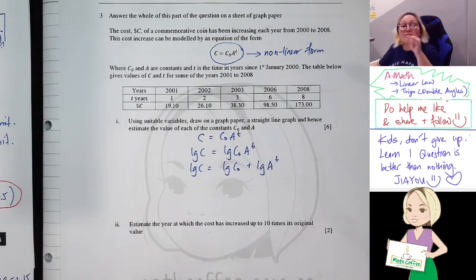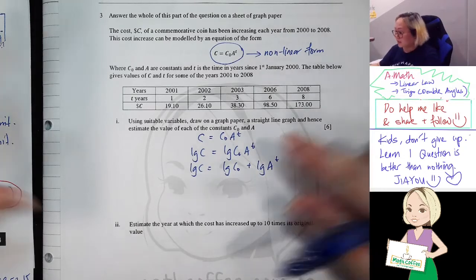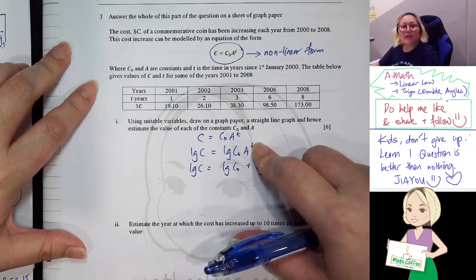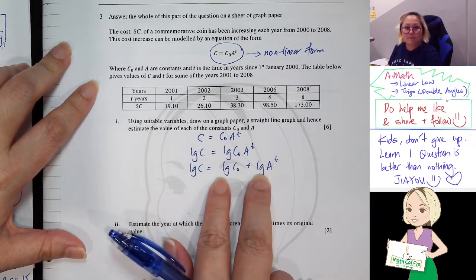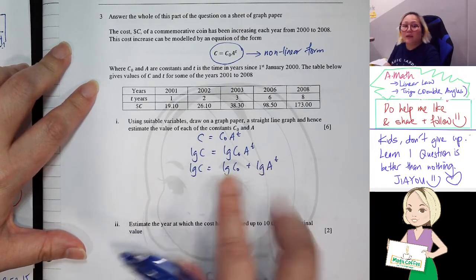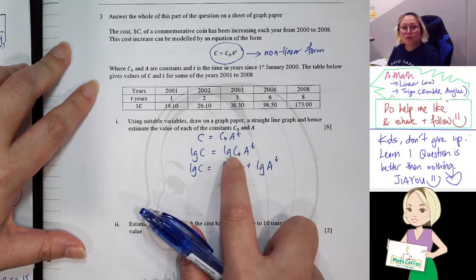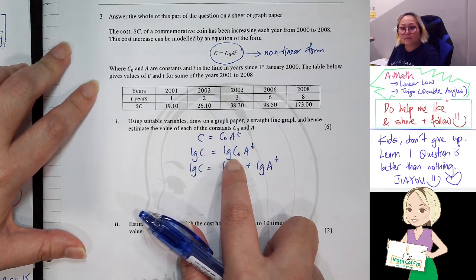Okay, common mistake, listen here, I purposely choose this question. The common mistake is students bring the T to the front, and then they write the T on both of them, which is not correct. The T only belongs to the A. It does not belong to the C naught. Understand?